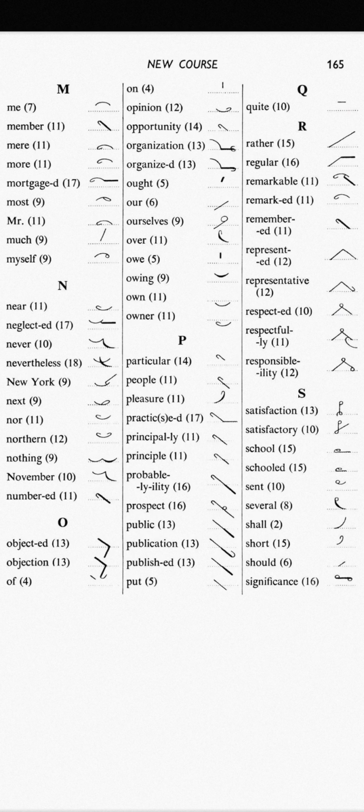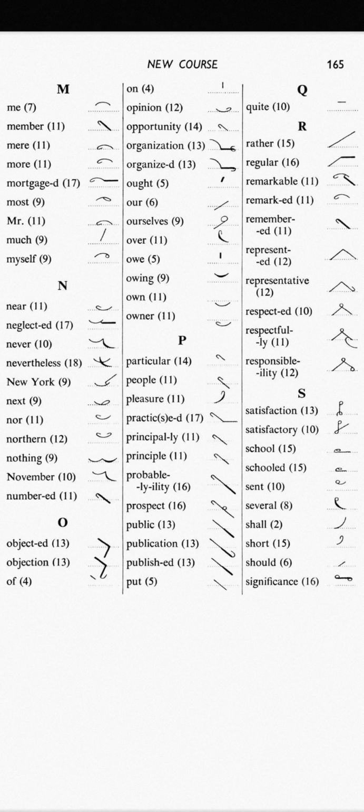N stroke with R hook above the line for nor. N stroke with R hook with N hook above the line for northern. N stroke with NG stroke on the line for nothing. N stroke above the line, V stroke on the line for November. B stroke with R hook through the line for number or numbered.